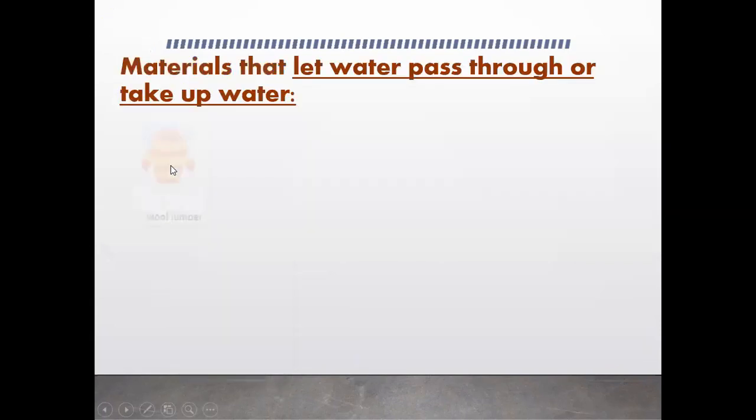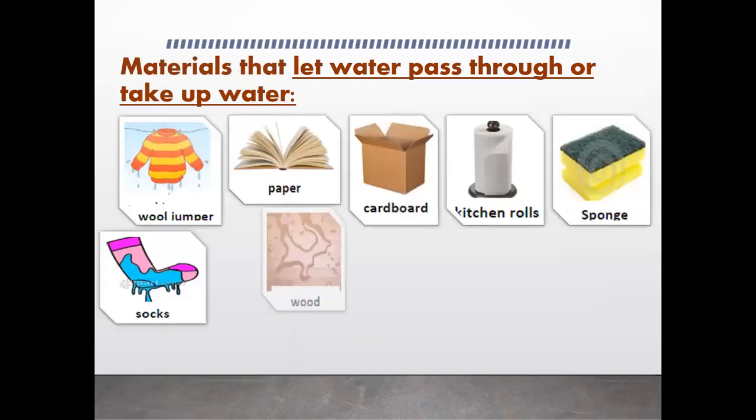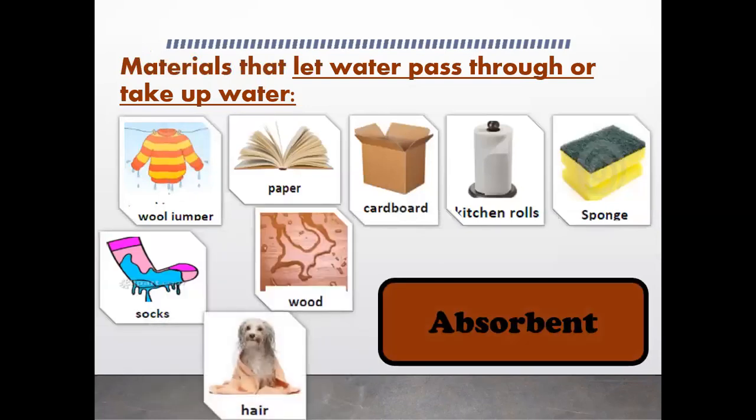Okay, and the opposite of it is absorbent. What does it mean by absorbent? Absorbent means it's a material that lets the water pass through it, or takes up the water. For example, this sponge. If you want to clean the kitchen tools or utensils, what are you going to do? You will put the sponge in the water and in the soap, and then you will clean the utensils. So it's absorbing, it's taking the water inside. Otherwise, you will not be able to clean the utensils.